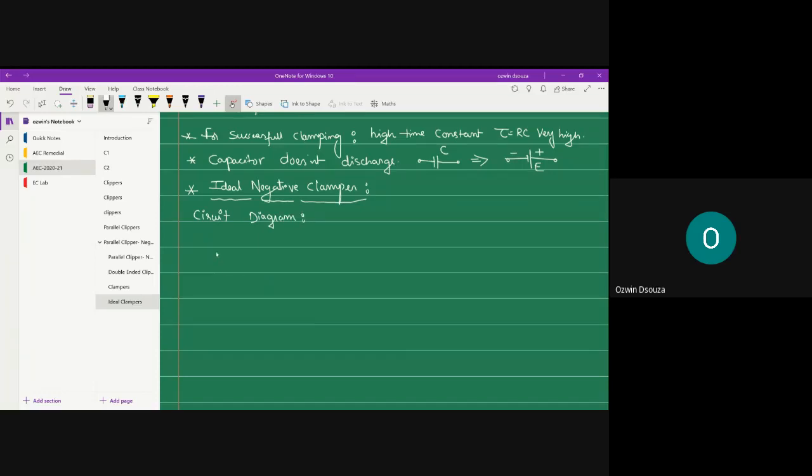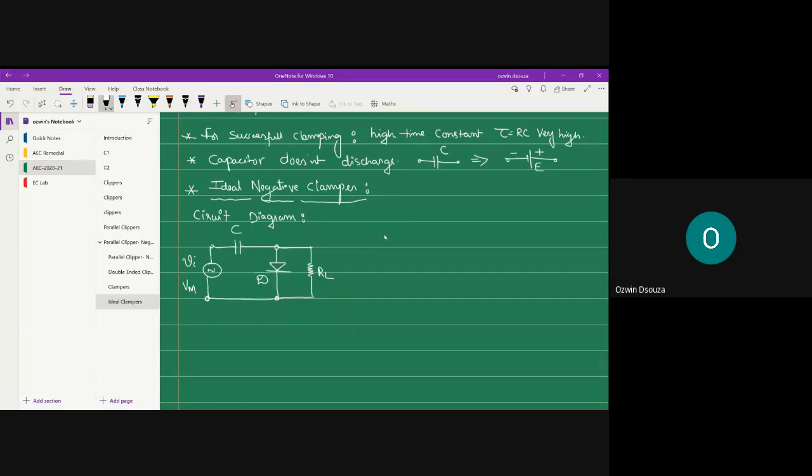The circuit is made up of only three elements: resistor, capacitor, and diode. So this is your capacitor, connected to a diode. For a negative clamper, the diode placement is something like this, and then the load resistor. This combination is connected to an alternating source. Let's say we have connected it to a sinusoidal alternating source with a maximum value of Vm volts. So this is your C, this is your RL, and this is your diode D, which is ideal in nature.